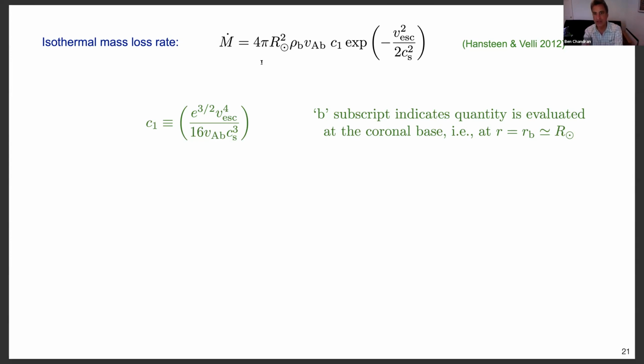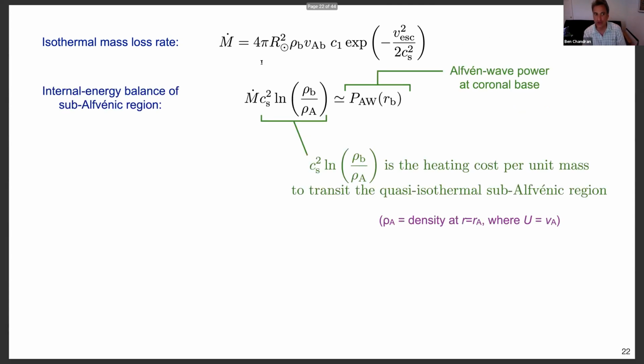All right, as I mentioned, we need to determine CS to close this, to figure out what m dot actually is. So a natural way to do that is to consider the internal energy balance of that isothermal sub-Alfvénic region. That's done here. So what I've done here is I have balanced the sources and sinks of internal energy in that region.